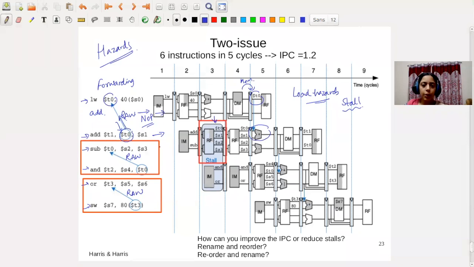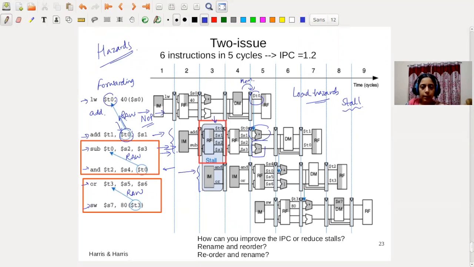Then the sub instruction can go along with the add because it doesn't have any dependency either on the load or on the add. So it can go parallelly here. It is going to use a different ALU in the ALU stage. So then the AND instruction here has a dependency on the previous sub. But that is not an issue because we are not clubbing sub and AND in the same bundle. The sub is going in this particular bundle and the AND is going in a different bundle here.